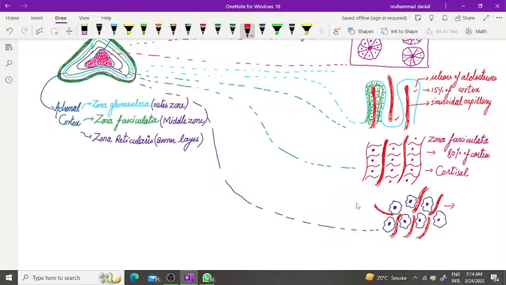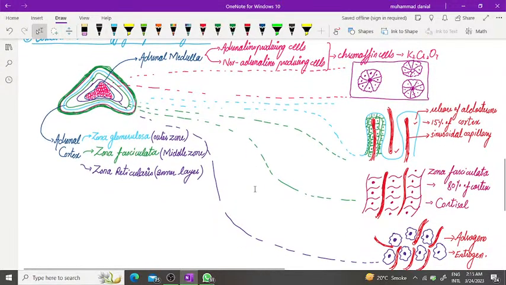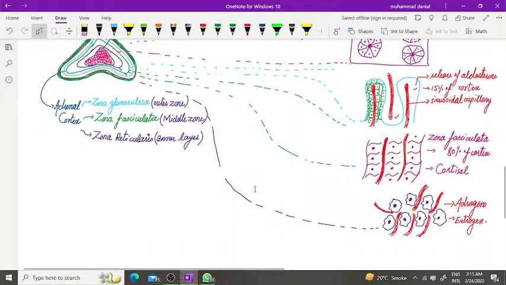And these cells are responsible for the release of certain hormones, for example, androgens like testosterone, and estrogen as well. This is the structure and histology of adrenal gland.